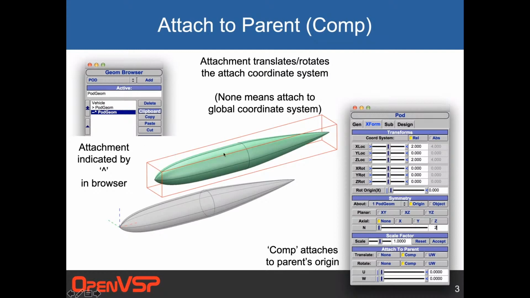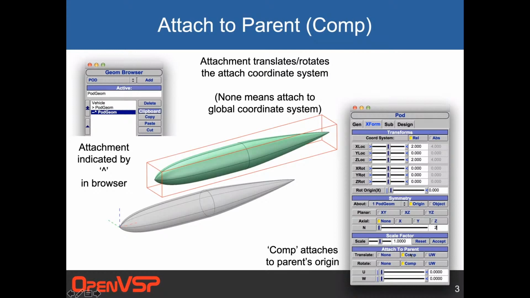In this case, what we have is the green pod, which is the one that's selected, is attached to the gray pod. And so we notice the green pod's attachment point is located right here. And we've done this because you'll notice in the attached to parent section down here of the transform tab, it has been attached in both translations and rotations to the parent's component coordinate system. Your choices here are none, don't attach it to the component coordinate system, or attach it to UW. We'll talk a little bit more about what that means in a moment. But so we've attached, and then you can separately choose to attach translations and rotations.